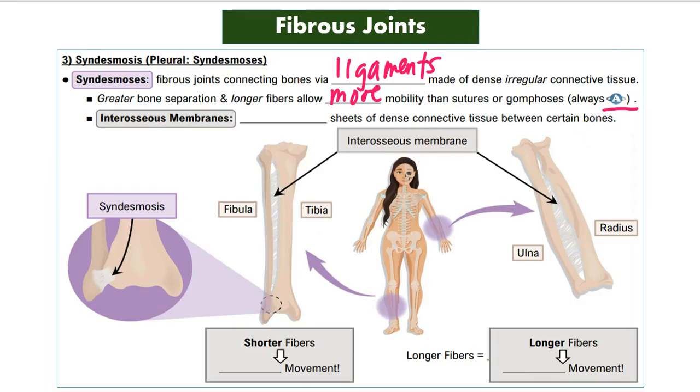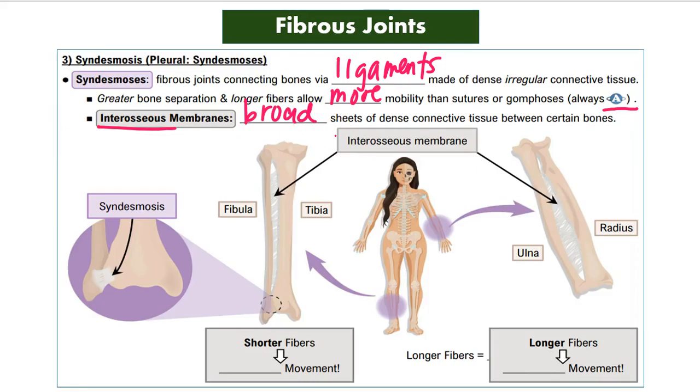How does that happen? Through an interosseous membrane. So again, inter means between, osseous means that we're talking about bone tissue, so it's between bones, okay? And this membrane is going to basically have broad sheets, that's what we're thinking of, broad sheets of dense connective tissue between certain bones.